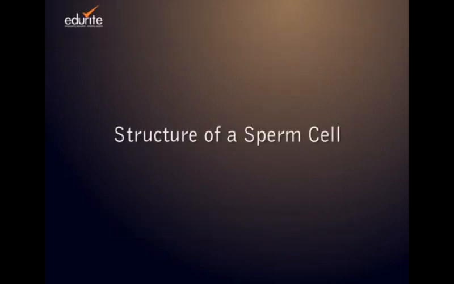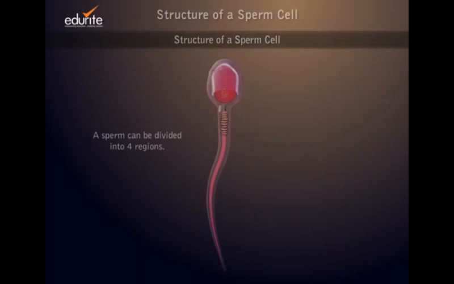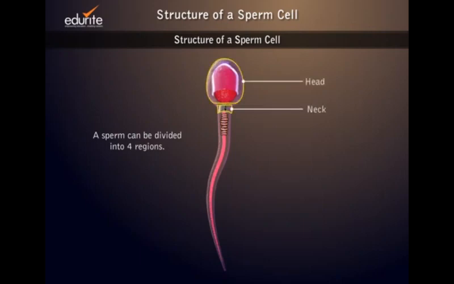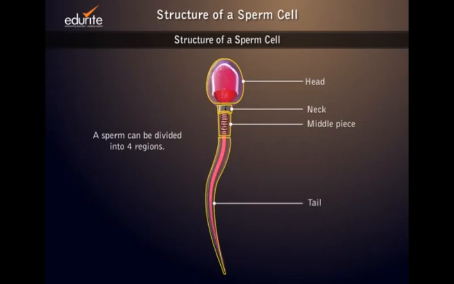Structure of a sperm cell. A sperm has a typical structure and can be divided into 4 regions. The regions are head, neck, middle piece, and tail. Come, let's have a closer look at the structure of a sperm cell.